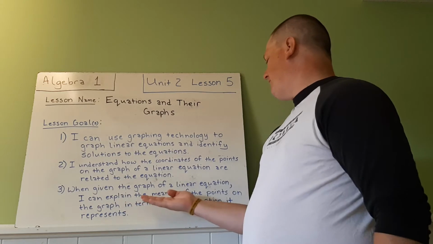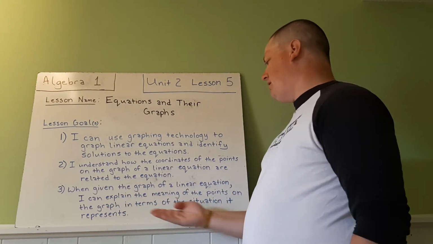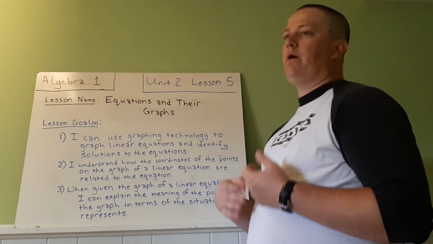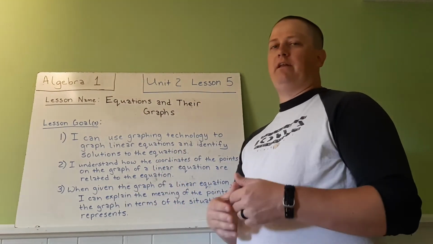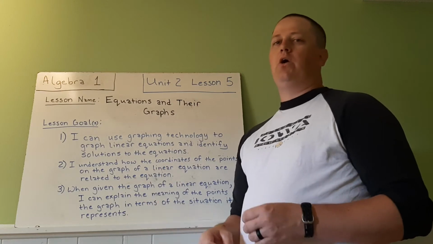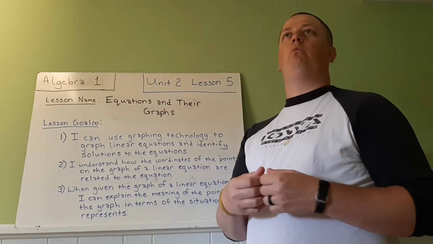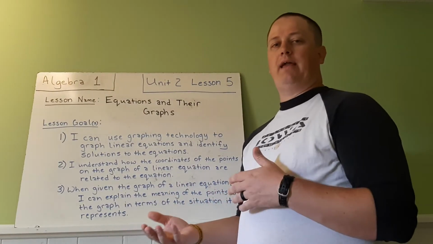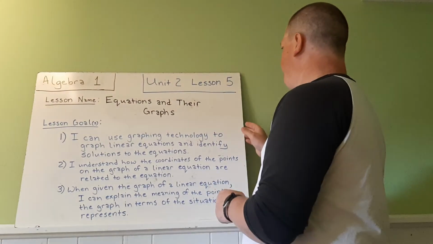When given the graph of a linear equation, I can explain the meaning of the points on the graph in terms of the situation it represents. So if we have a problem that has been graphed and it's talking about dollars and hours, do we know which point is talking about the money, and what number in the point is talking about money, what number in the point is talking about the hours? So it's going to be important that we can decipher all of that.